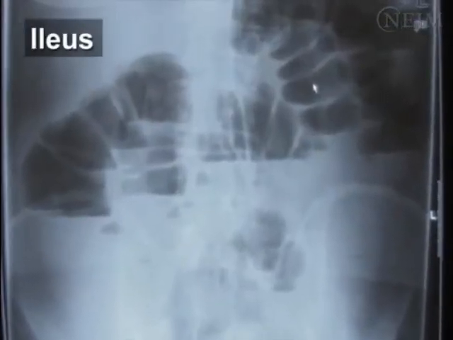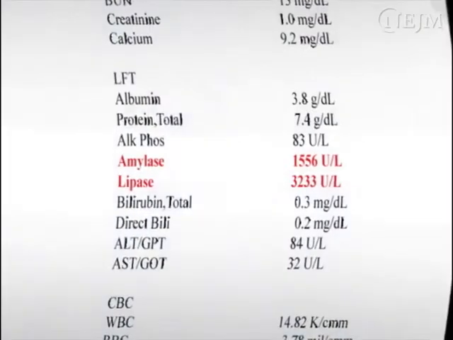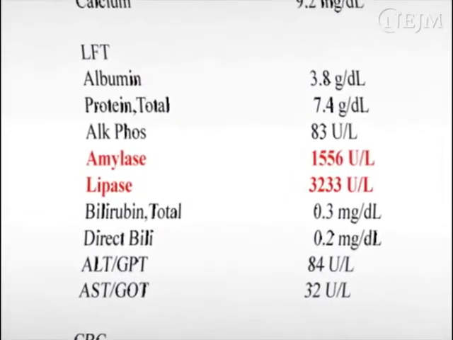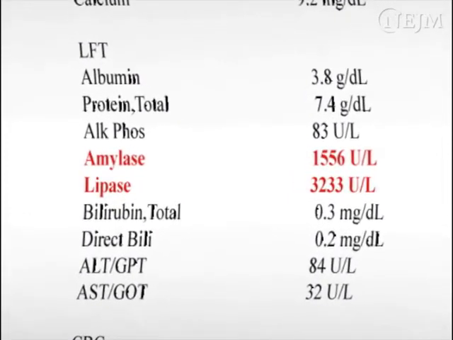Nasogastric intubation and gastric emptying may be beneficial in patients with severe pancreatitis and associated ileus. However, it has been shown that NG tubes are not beneficial and, in some cases, detrimental in patients with mild or moderate symptoms.